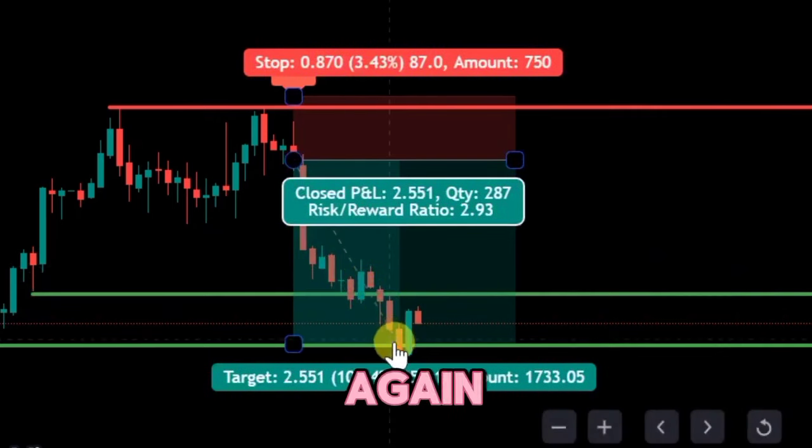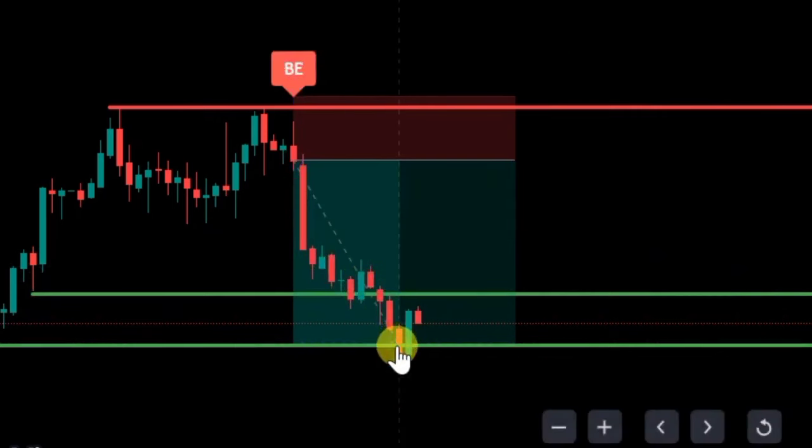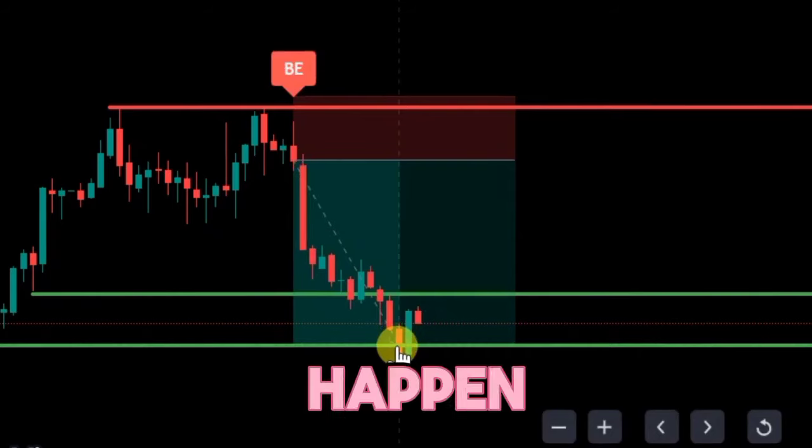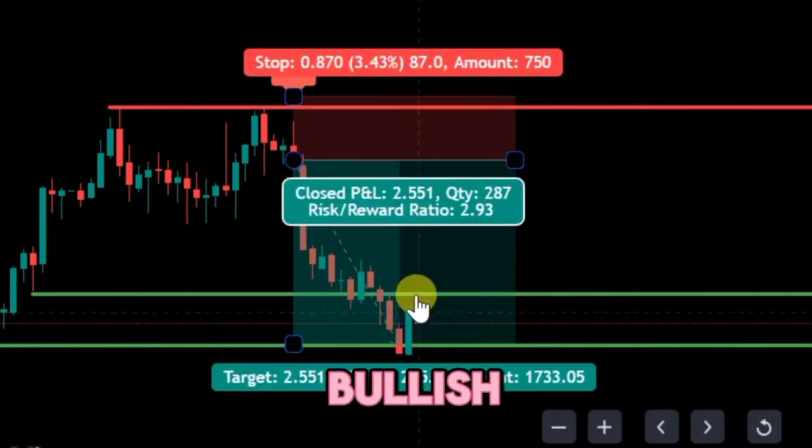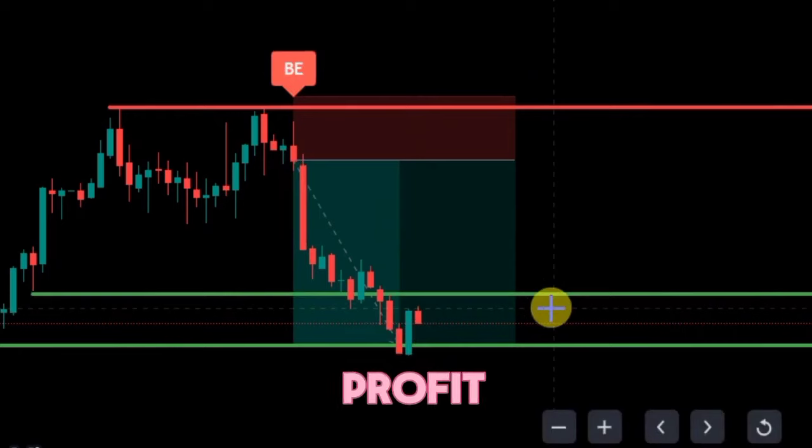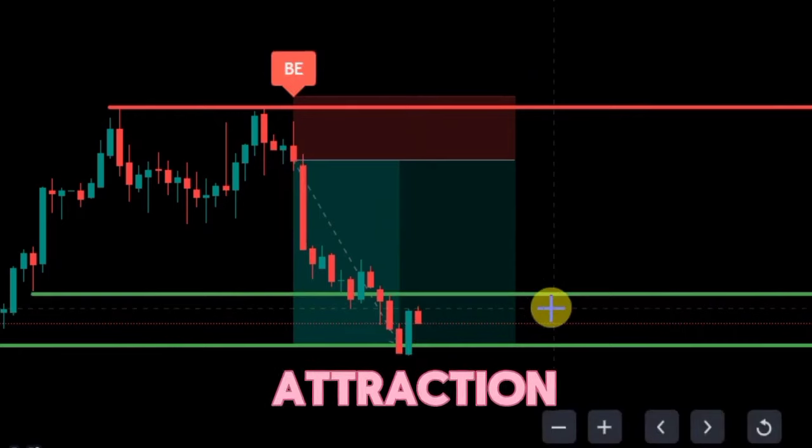We came down again, took out the take profit two. After we took out the take profit two, what happened again? We printed another bullish candle. So your take profit zone should be a liquidity zone, because they are likely to be price attraction areas.